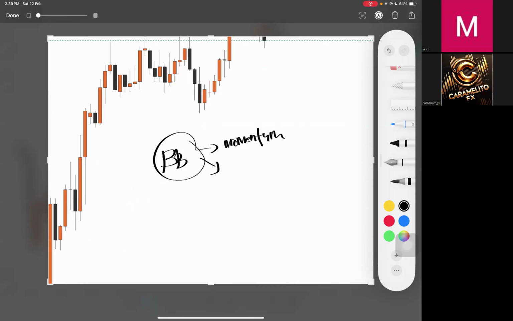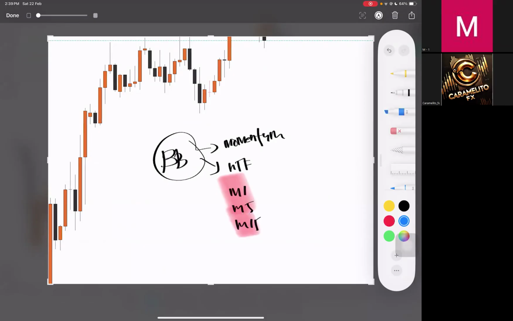So in which time frame should you check for the BB? It's actually on a higher time frame. Do not go down to M5, M1, M15. No, this is wrong. Because why? This is a lower time frame. We need to check on a higher time frame.